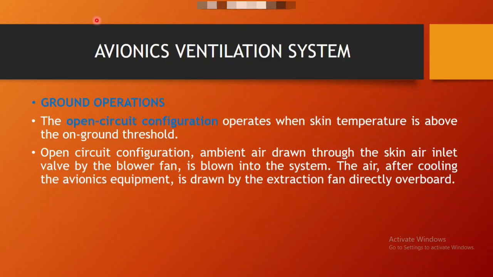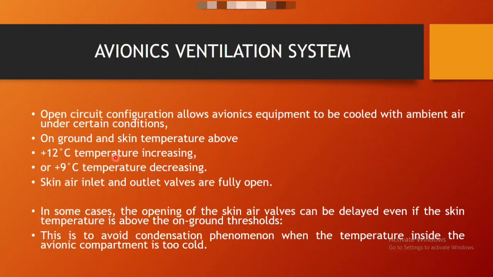There are three configurations: open circuit configuration, closed circuit, then intermediate, or you can say partial circuit configuration. On ground, open circuit configuration operates when the skin temperature is above the ground threshold. In open circuit configuration, ambient air is drawn through the skin air inlet valve by the blower fan and is blown into the system. Air after cooling the avionics equipment is drawn by the extraction fan directly overboard. I will show the open circuit configuration in the diagram next. Now we will just go through the theory.